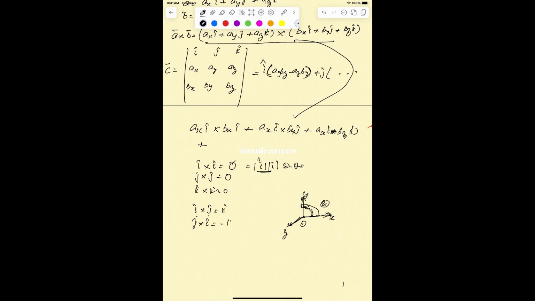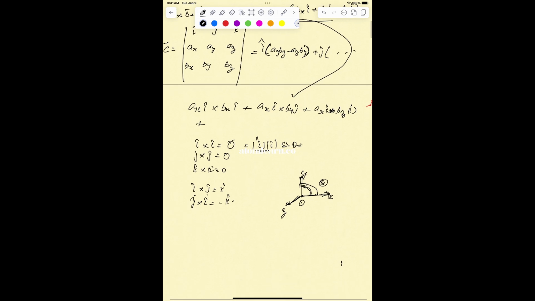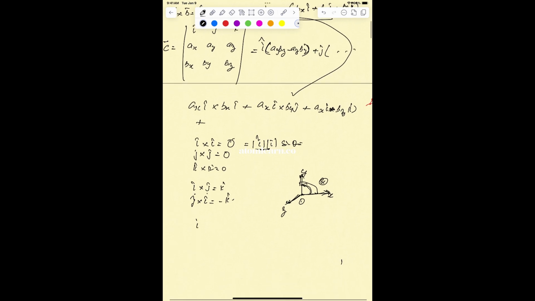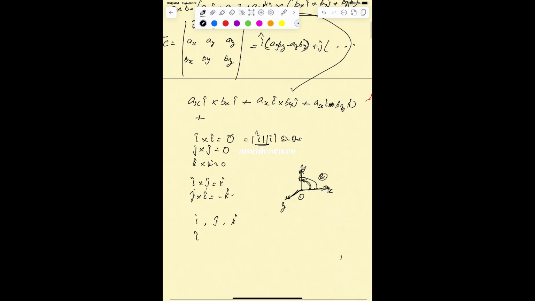Therefore, if you follow the rectangle cycle, just write it like this. Then i cap cross j cap will be equal to k cap. That is cyclic. From i j you get k. Then from j k you must get i, cyclic. Then from k cross i cap you must get positive j cap.